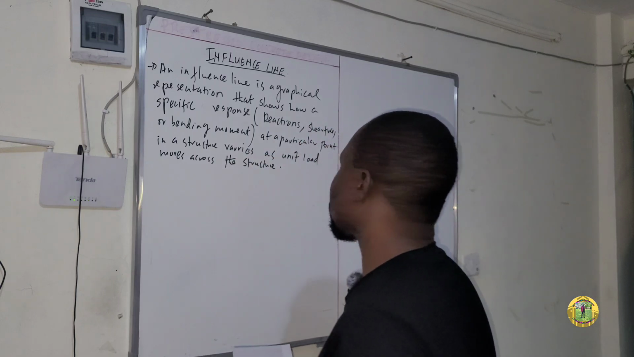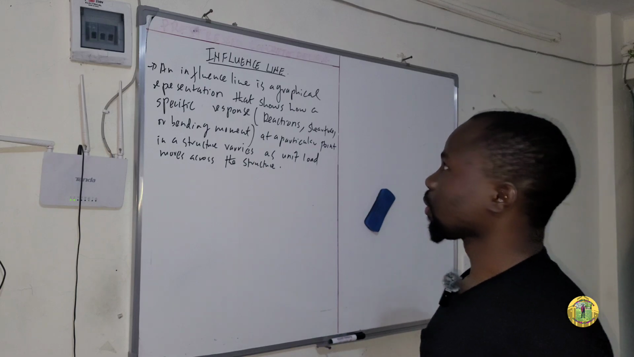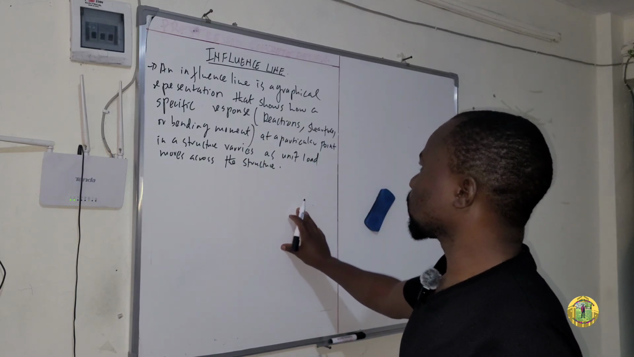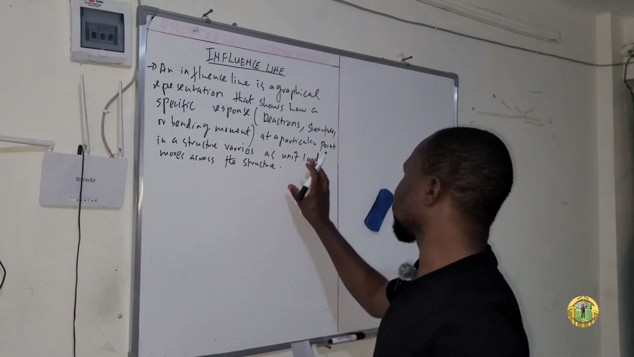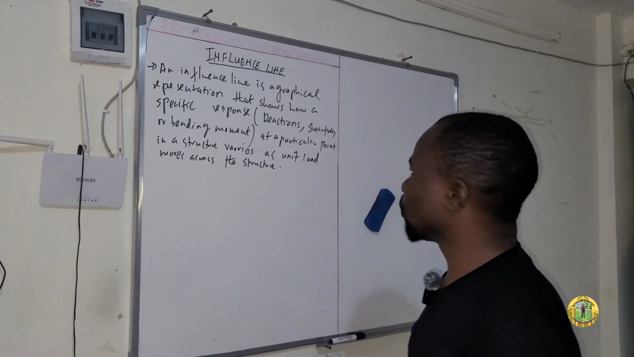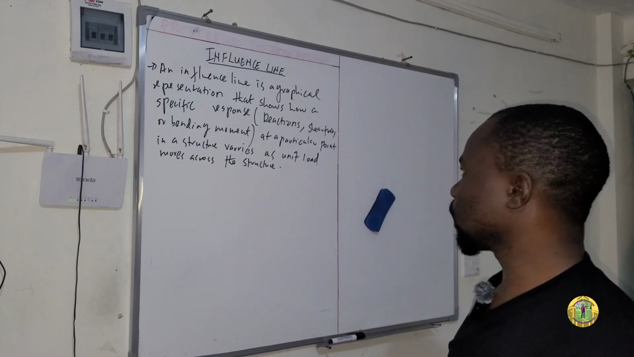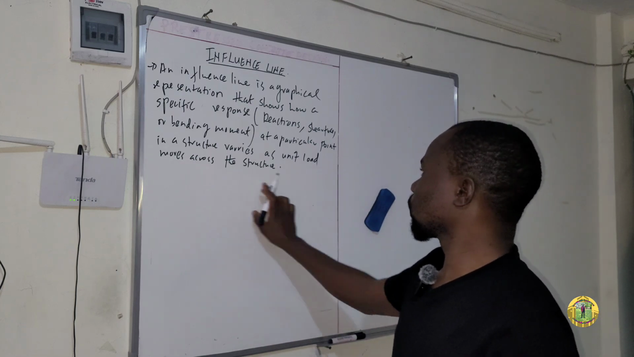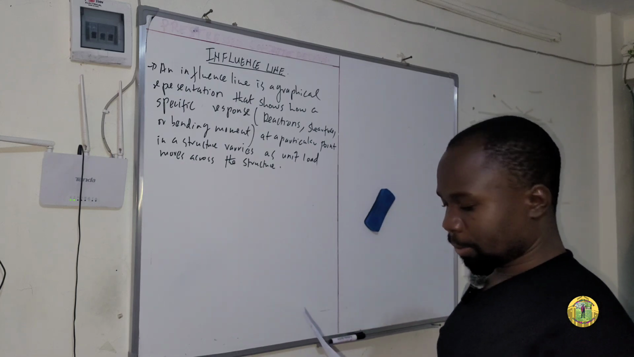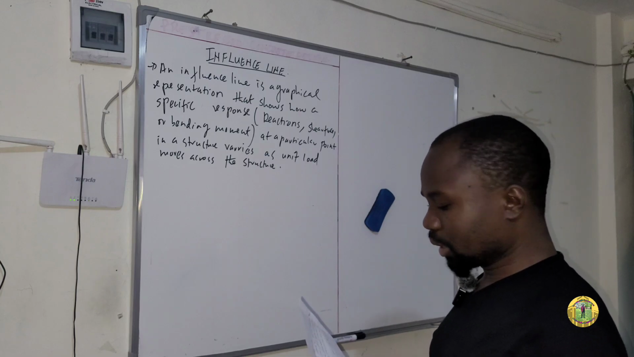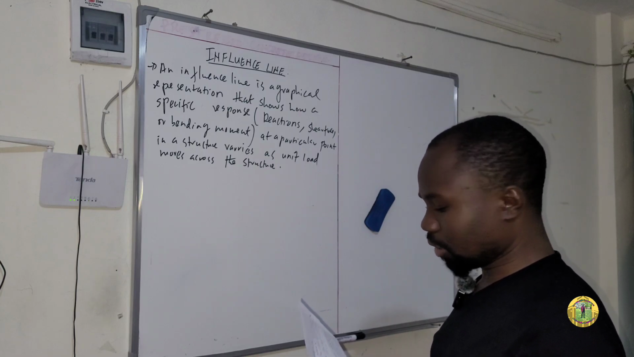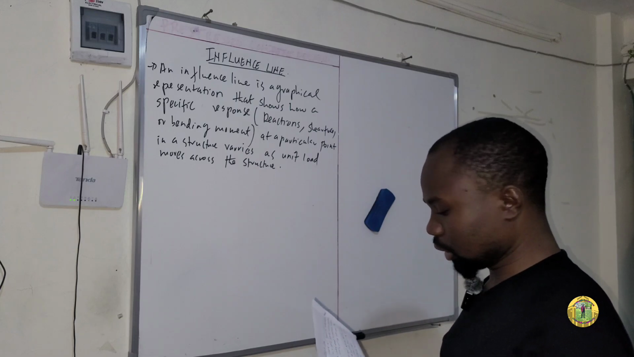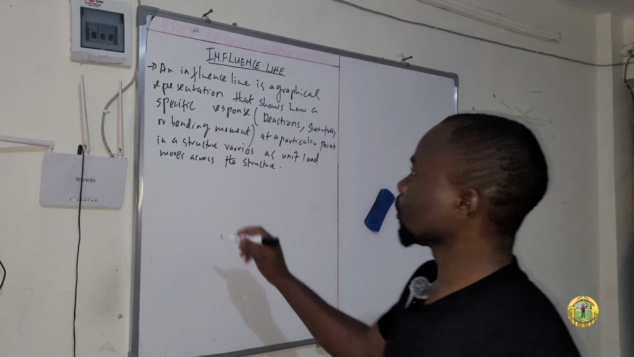So that is the definition of influence line. It is a graphical representation that shows how a specific response, that is reaction, shear force, or bending moment at a particular point in a structure varies as the unit load moves across the structure. It tells how much effect a moving load, like a vehicle on a bridge, will have on a particular point in a structure.